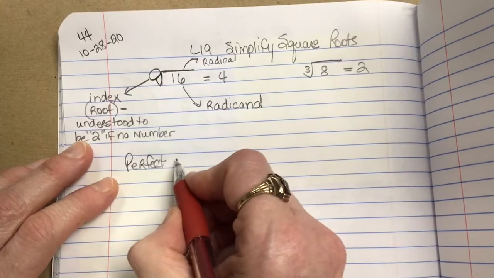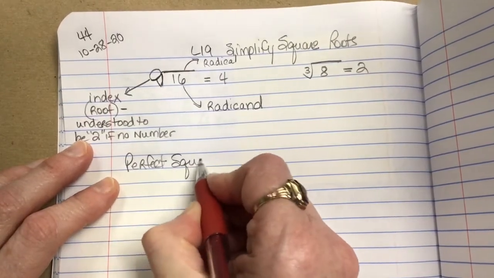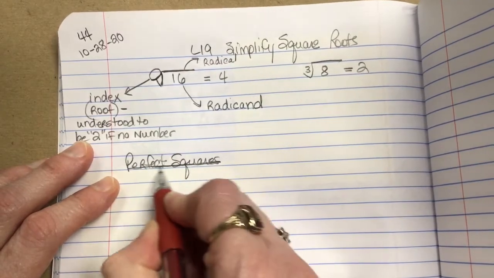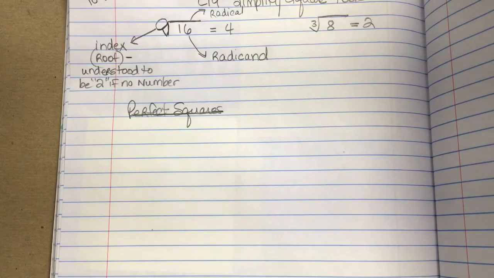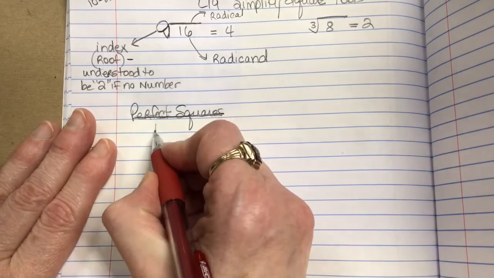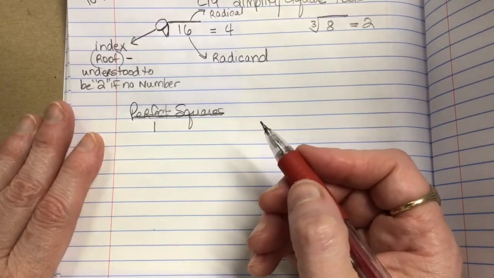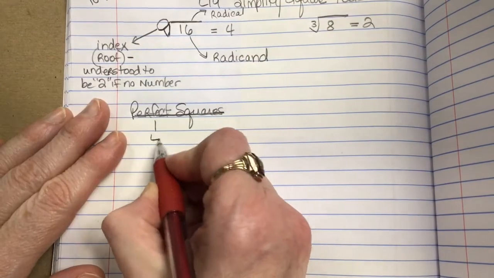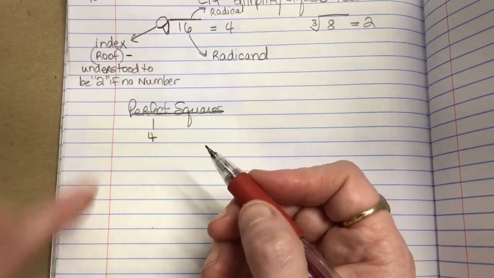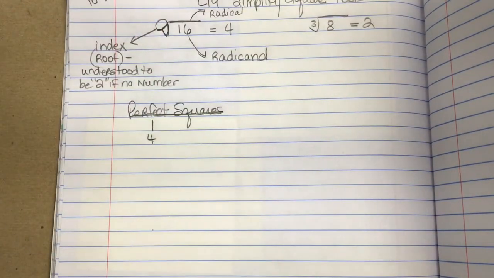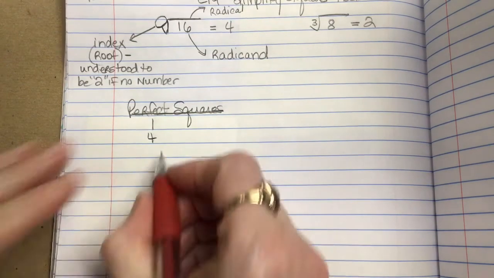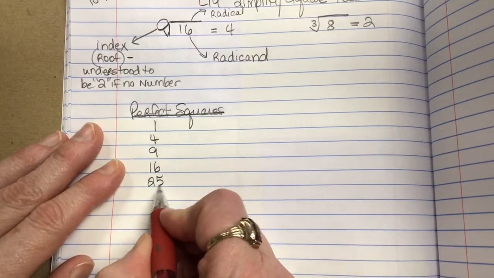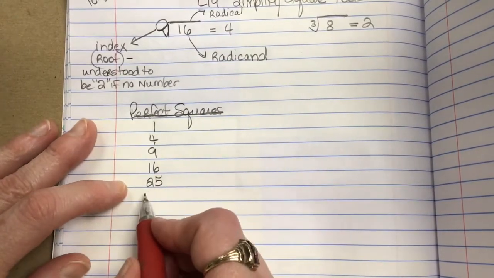Let's see how far y'all can name them. The easiest way to find your perfect squares, start with 1. 1 squared is 1 because 1 times 1 is 1. That's a perfect square. What's the next one? 4. See, like the 16. So if you'll think about it, 1 times 1 is 1, 2 times 2 is 4, 3 times 3 is 9, 16, 25, keep going.